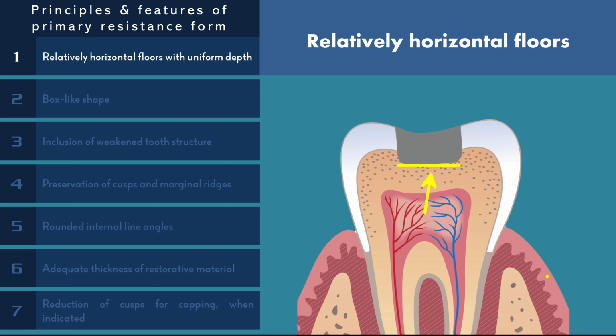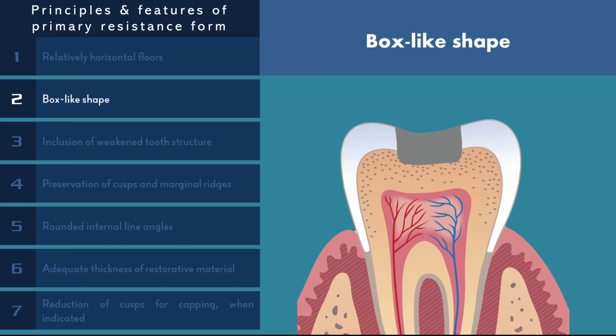The second principle and feature is the box-like shape. A box-like or a mortise type of cavity preparation is needed in order to provide a good resistance form. A box type of tooth preparation will keep the restorative material stable without undue movements, and it will also reinforce the restorative material and also the tooth. So whenever you are doing a preparation, the tooth preparation should have a box-like cavity shape.